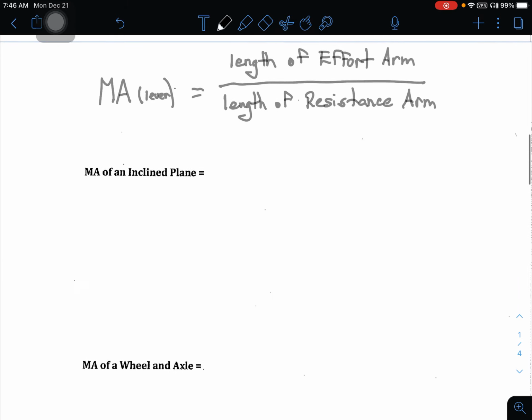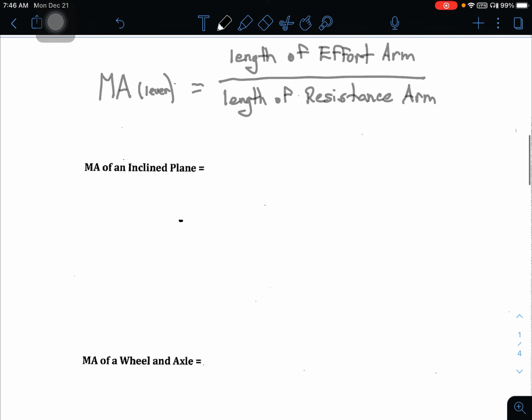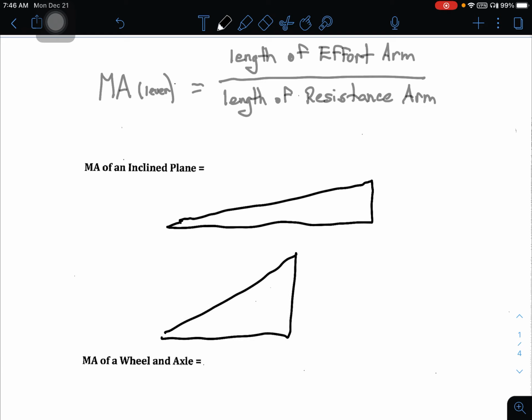Let's talk about an inclined plane. Okay, an inclined plane is a ramp, something that goes at an angle, okay, and raises an object up a certain height. Now, think about a ramp. What's easier to walk up, a gradual sloped ramp or a steep ramp, right? And I think most of you would probably agree that the gradual slope of the ramp. So basically, an inclined plane, its mechanical advantage is created by its slope.